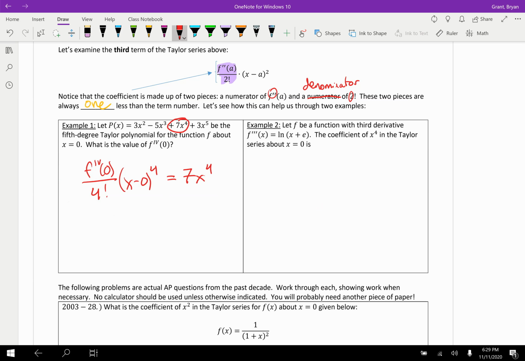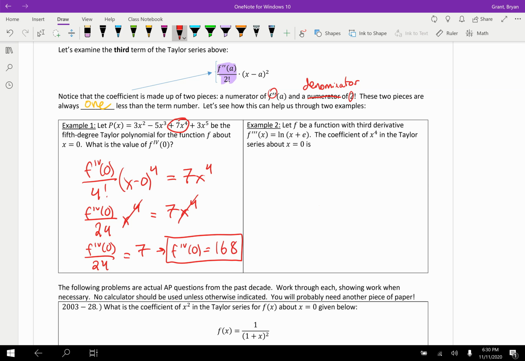And we can actually clean this up a little bit too. The 4th derivative at 0, over 4 factorial. We can do 4 factorial: 4 times 3 times 2. 3 times 2 is 6. 6 times 4 is 24, times x to the 4th has to be equal to 7x to the 4th. Why don't we divide both sides by x to the 4th and get rid of that? So that gives us that the 4th derivative at 0 divided by 24 has to equal 7. Multiply both sides by 24. 7 times 4 is 28. Carry the 2. 14, 15, 16. I think we have now found that the 4th derivative of f evaluated at 0 is 168.